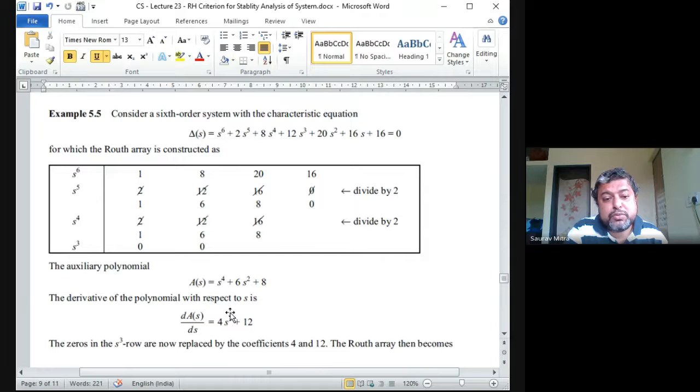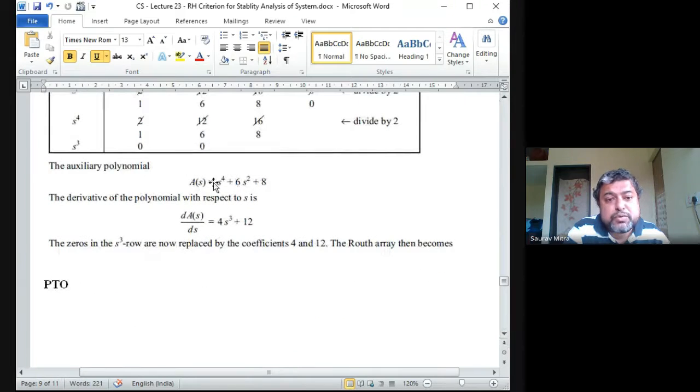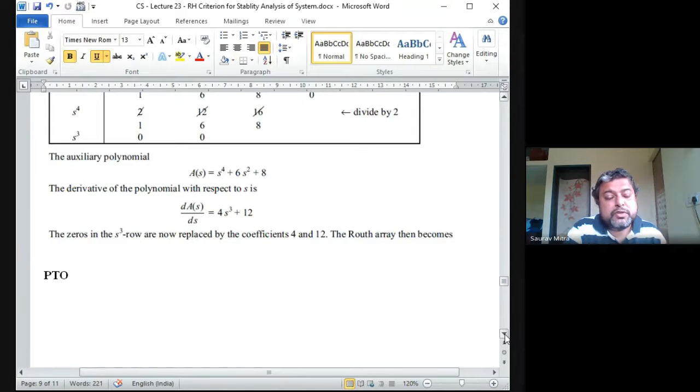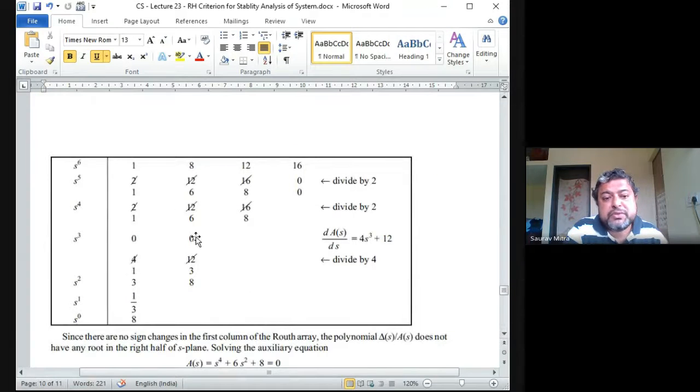So 4s cube plus 12, it should be 12s. Okay, so this will be 4s cube plus 12s. So in the s cube row, what you can write is 4s cube and 12s. That means this s cube row will be 4 and 12. Now see, in the next it will come in the s cube row, previously it was 0 0, now it will become 4 and 12. Did you understand?